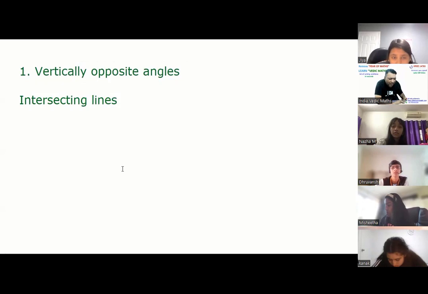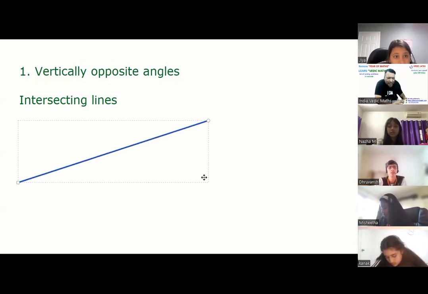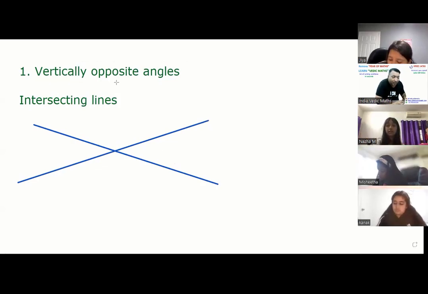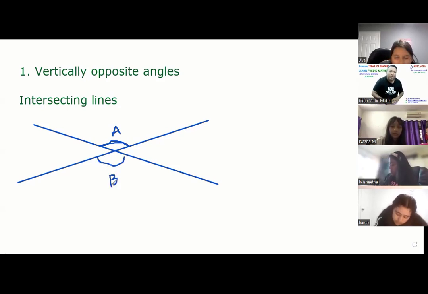Suppose, Naja, one line is this. Guys, this is the most interesting and easy one. One line is this, and one line is this. Are they intersecting or not? They are intersecting. Vertically opposite, मतलब आमने सामने, in Hindi we call it, right? If this is one angle, angle A, then exactly opposite to it is known as angle B, which is vertically opposite. So A and B are vertically opposite.